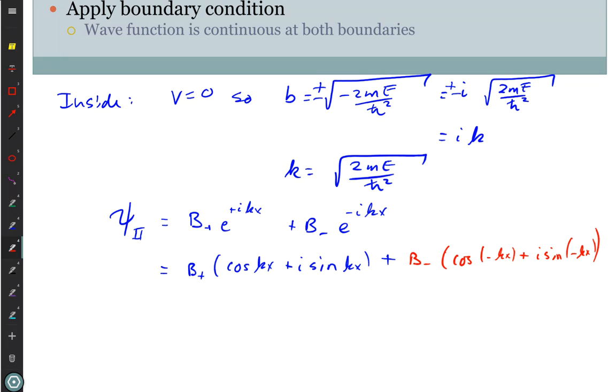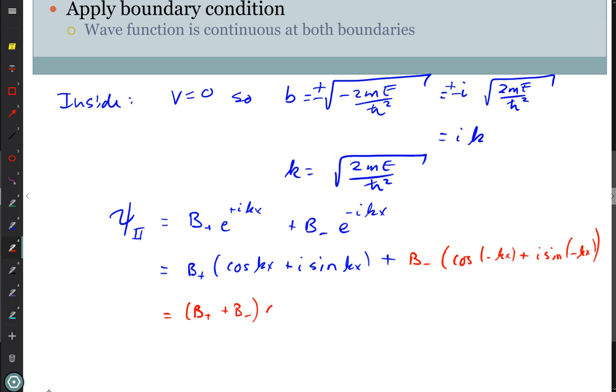And then we combine the like terms. So this is going to be b plus plus b minus times cosine of kx. Cosine of minus kx is cosine of plus kx. That's why I just put them together. But as I said before, sine of minus kx is minus sine of plus kx. And so I'm going to have plus b minus i sine of kx.